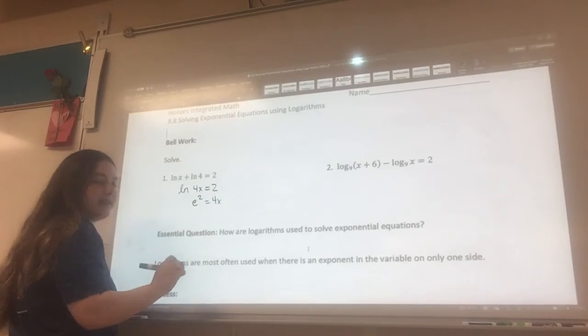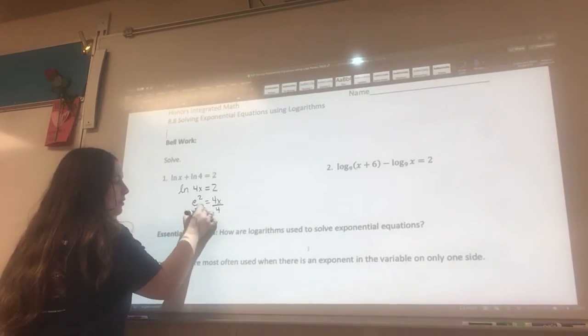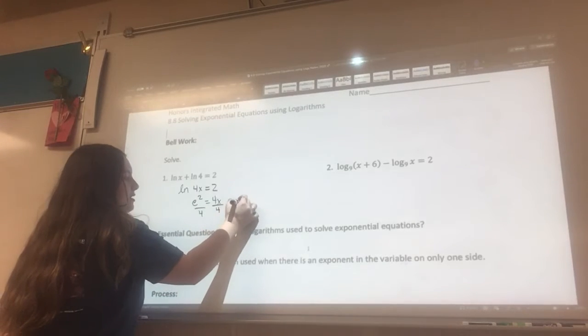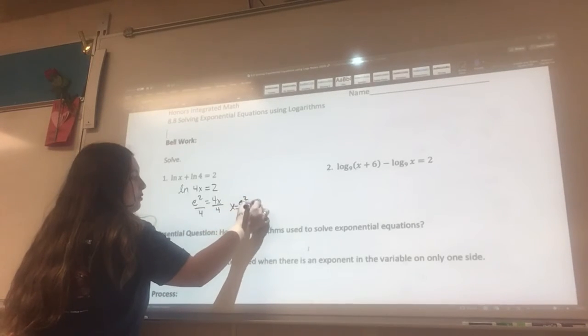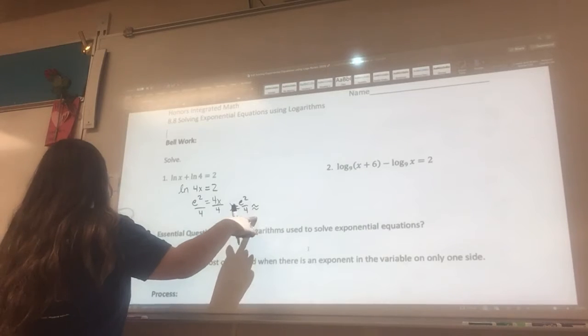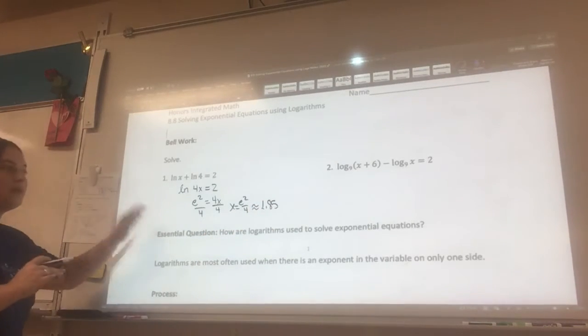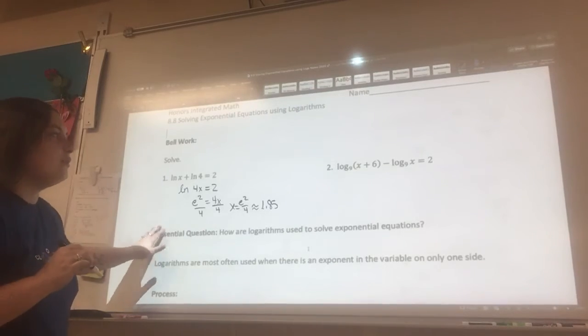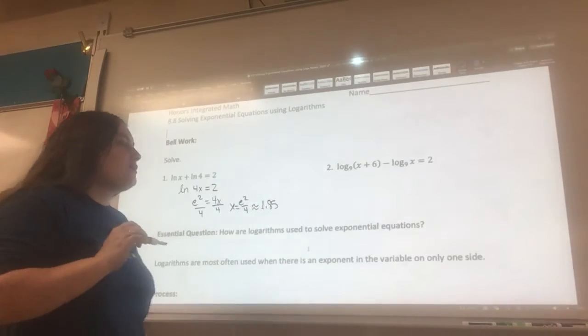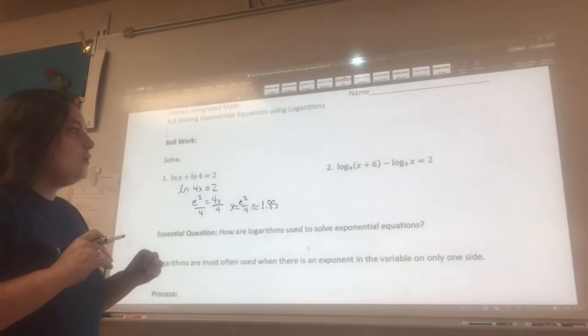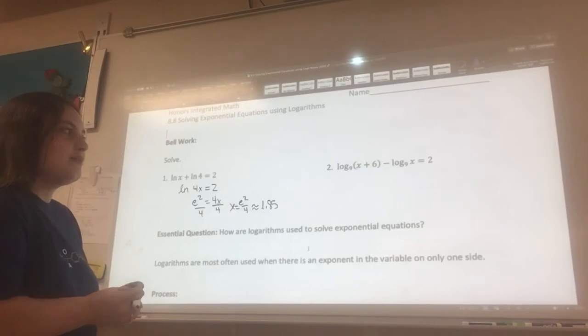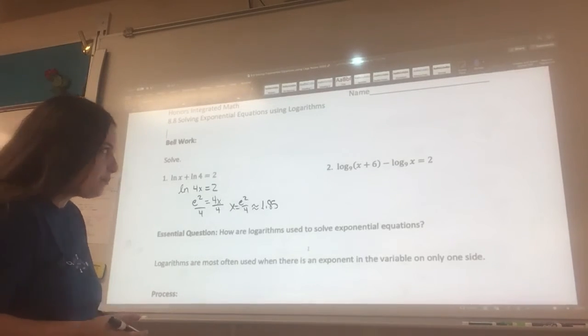To get x by itself, we divide by 4. So we're going to get x equals e squared divided by 4, which when you plug into your calculator is approximately 1.85. Again, please make sure you're able to do these by yourself. Number 2, again, we've got two logs, log 9 of x plus 6 minus log 9 of x equals 2.